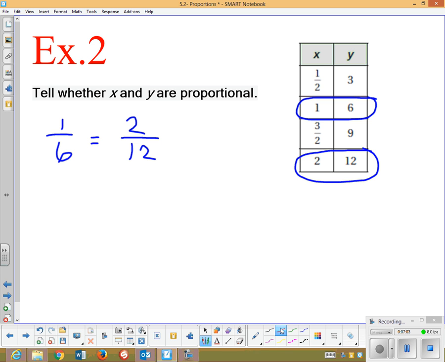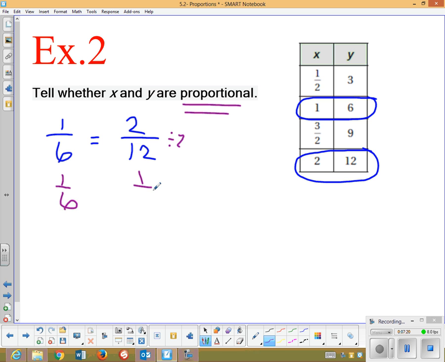Can I reduce the second ratio? Yes, so I'm going to reduce it, and that's going to be 2. What's 2 divided by 2? That's 1. What's 12 divided by 2? That's 6. And put the equal sign in the middle. Are they the same? Yes, they are. Since they are the same, we will say yes.